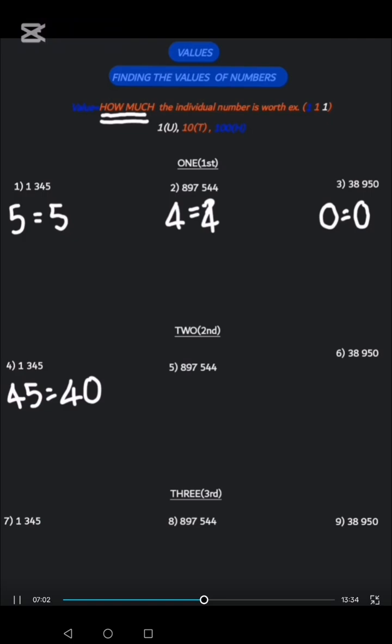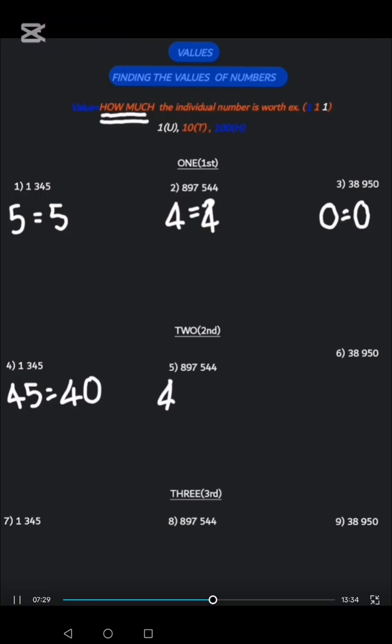Now we're moving on to our second number, which is 897,544, and they tell us to look for the second last number, which is the tens position. What we do is scratch out the rest of the other numbers and circle this digit to know its value, which is 4.